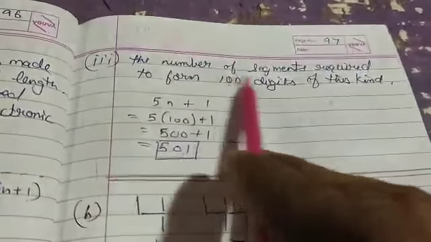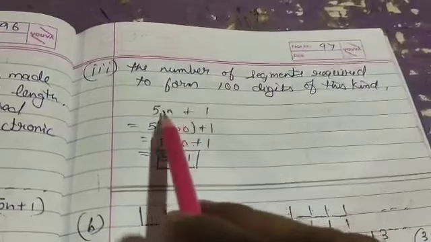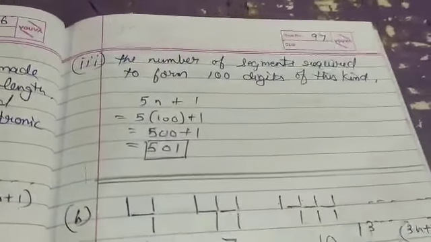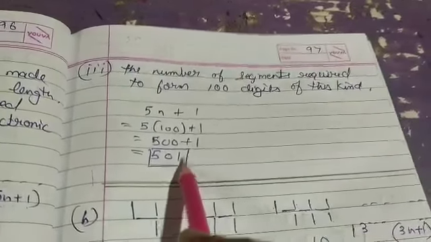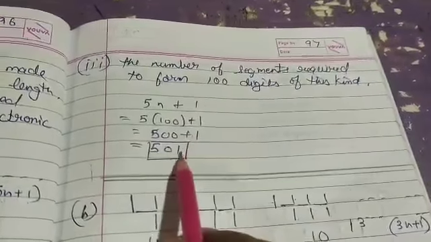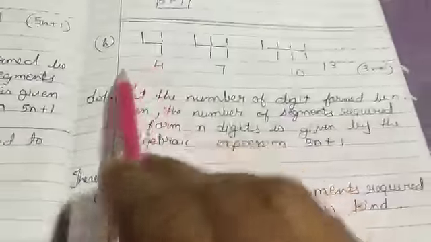Then, in that only, the number of segments required to form 100 digits of the same kind. Again you write the expression, that is 5n plus 1. In place of n you put 100, so 5 into 100 is 500, plus 1, that is 501. Means to form 100 such digits of the same kind, you need 501 line segments. Now let us see the next question.